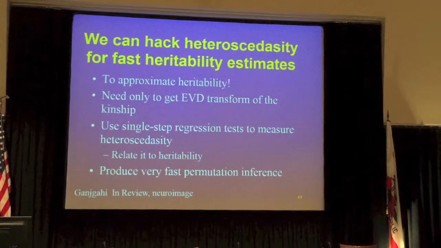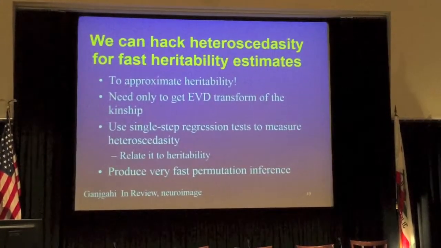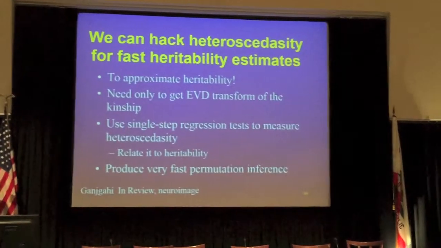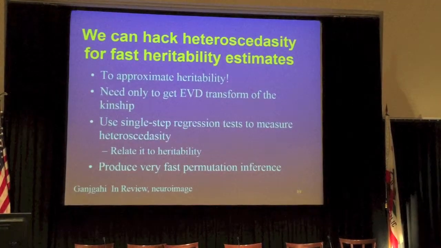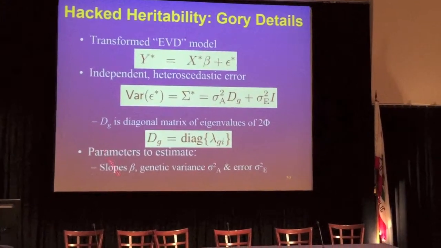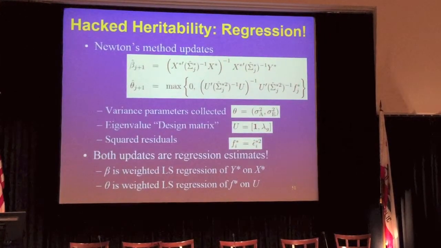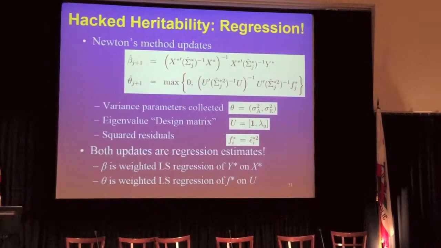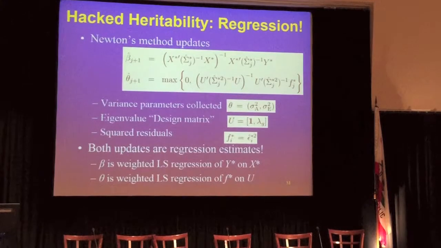This of course is just an approximation, and you only need to get the EVD transform of the kinship. And then you can use a single-step regression test to measure heteroscedasticity, and then relate it, map it back to the heritability. And this can be very, very fast. So this is how it all goes through. Basically, recapitulating what I said before, now you can use simple linear square regression to calculate the parameters.